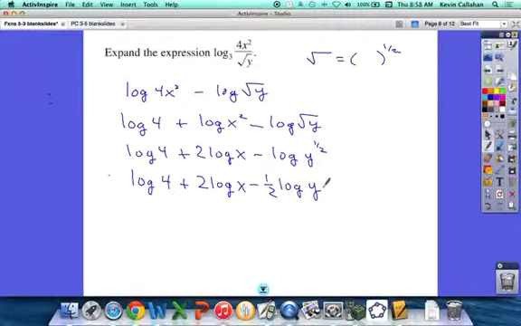Again, if you look back on those directions, write it as the sum, difference, or constant multiple of, right, sum and difference, and then multiplying. These are constant multiples of individual logarithms.